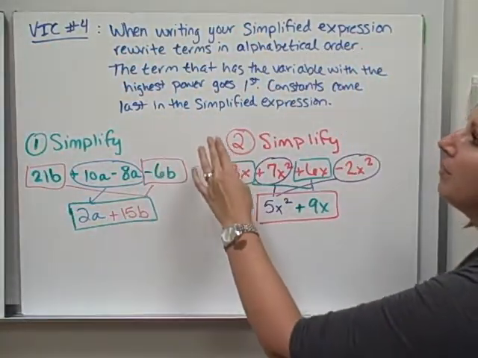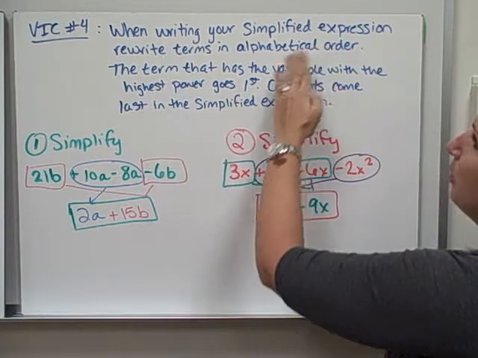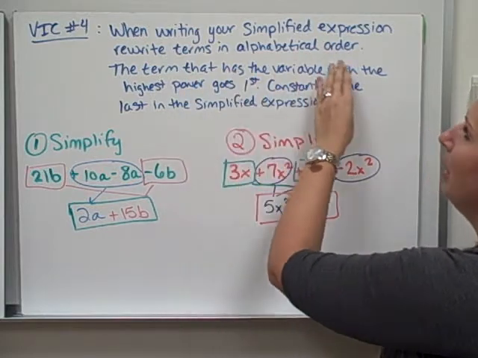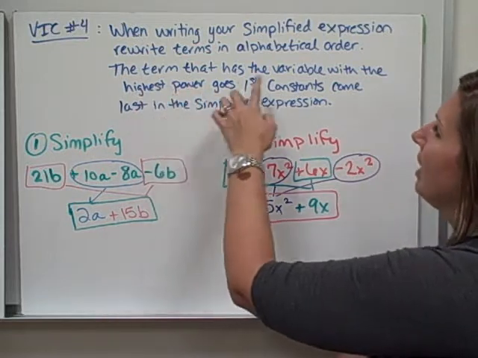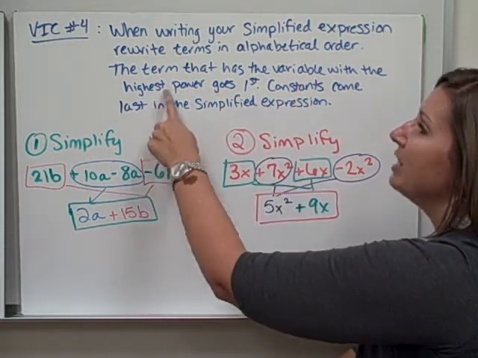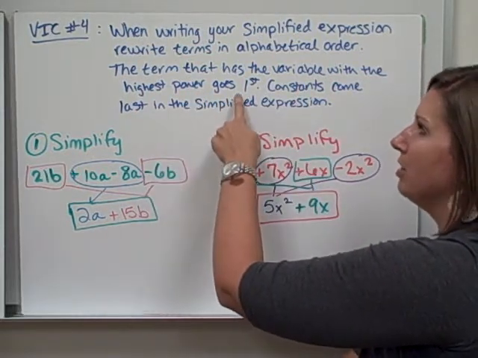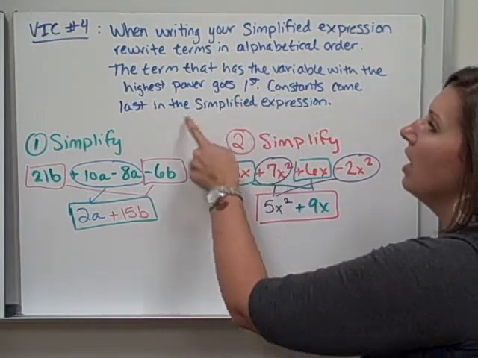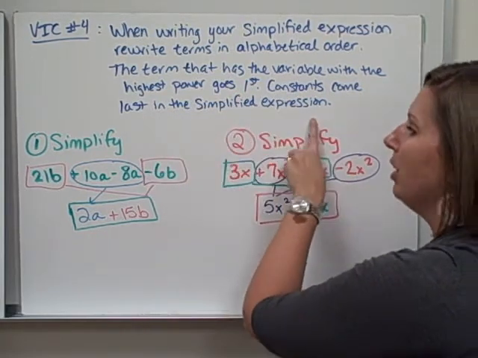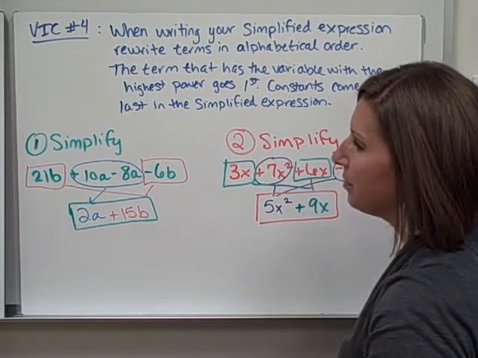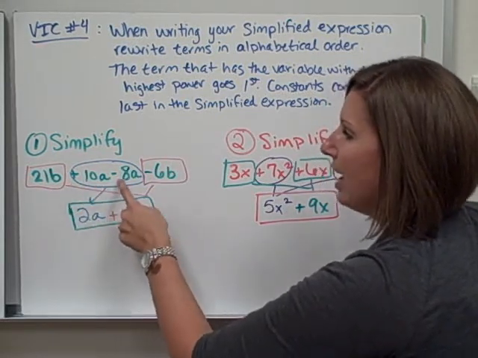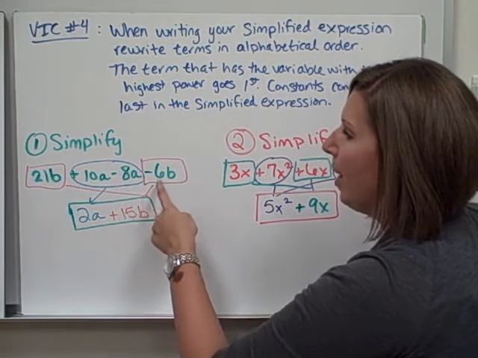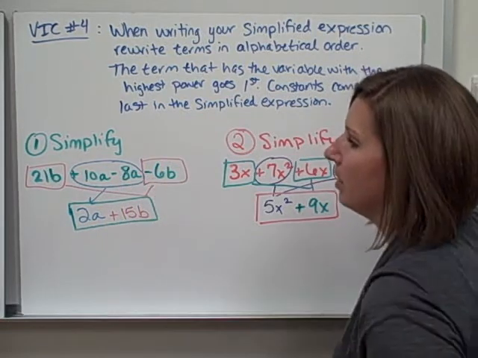Tip number 4. When writing your simplified expression, rewrite terms in alphabetical order. That's what I said before. The term that has the variable with the highest power goes first, and constants come last in the simplified expression. So here we go. I've got 21b plus 10a, take away 8a, minus 6b.